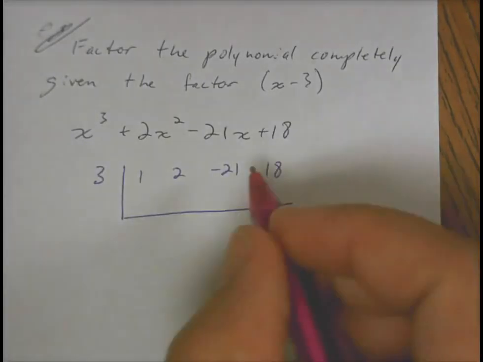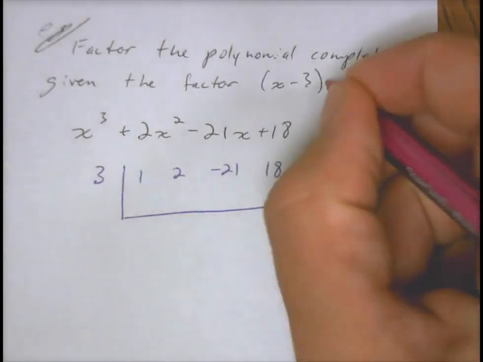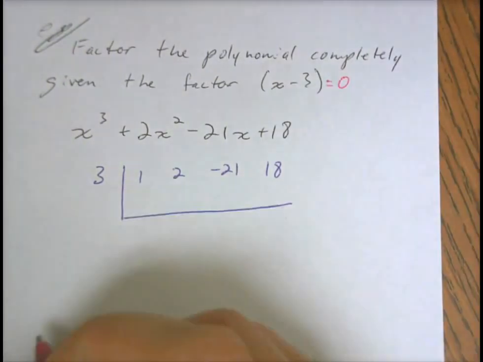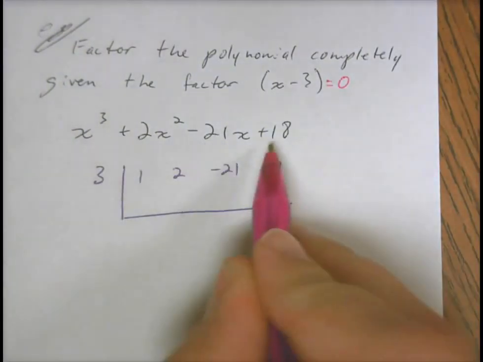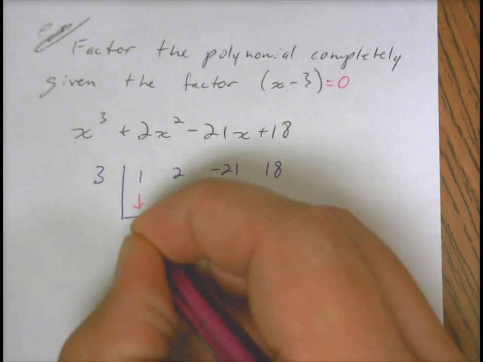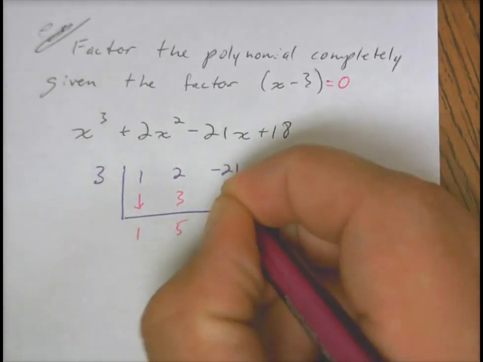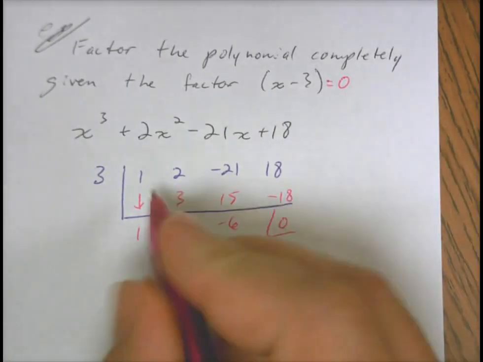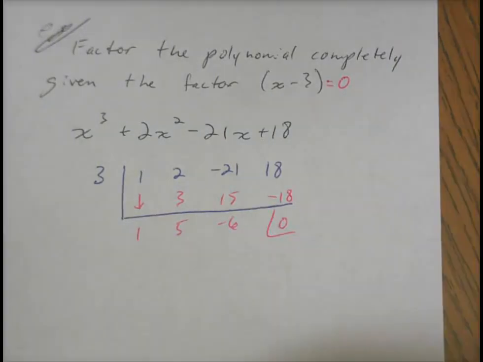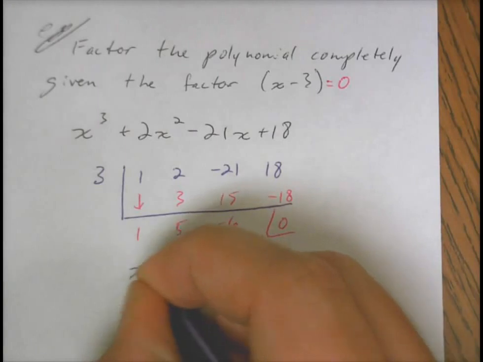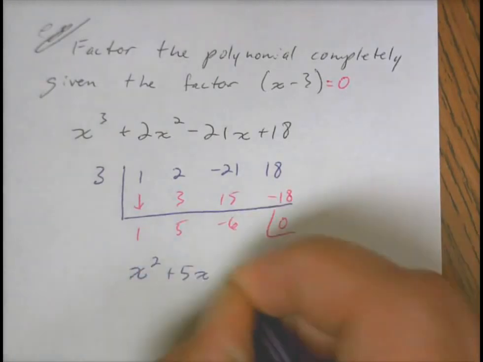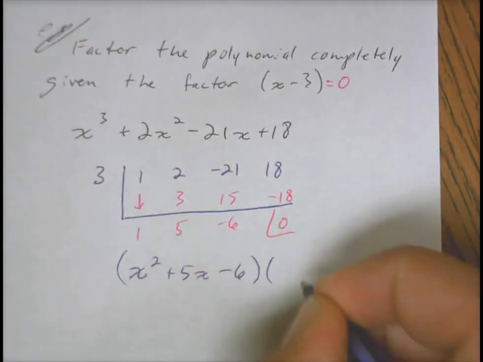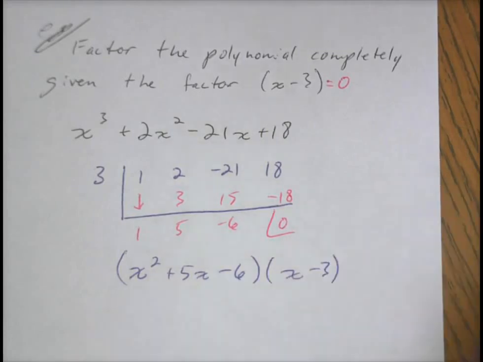Right there it is set up. You have negative 3. Don't forget you are setting it to 0, so you have a 3 on the outside. 1, 2, negative 21, 18. Pull down the 1, you have 1, 3, 5, 15, negative 6, negative 18, 0. So really, if it started out as x cubed, this is x squared. So we can rewrite what we divided out as x squared plus 5x minus 6. And don't forget this is all times x minus 3.